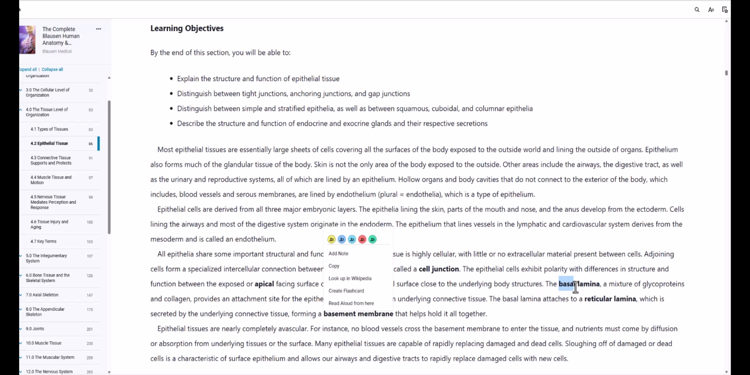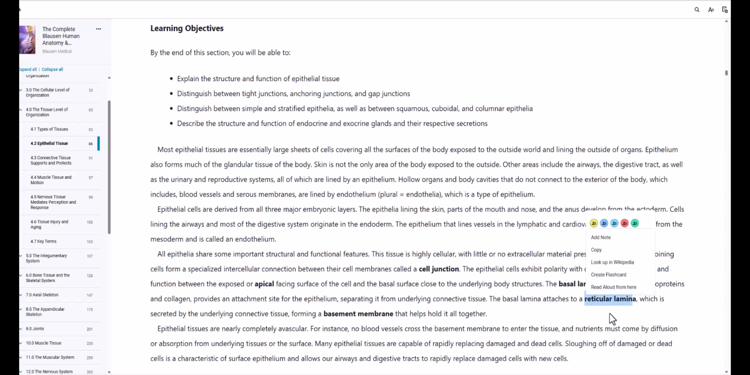Think about it. Basal, the bottom. Lamina means a layer. Think laminated countertop, right? So if you have a laminated countertop, you know that it's a very thin layer. So basal lamina just means the bottom layer. So the very, very bottom layer is made up of the basal lamina. And then the very, very top layer of connective tissues is called the reticular lamina. And these two pieces, the basal lamina and the reticular lamina, form together the basement membrane.